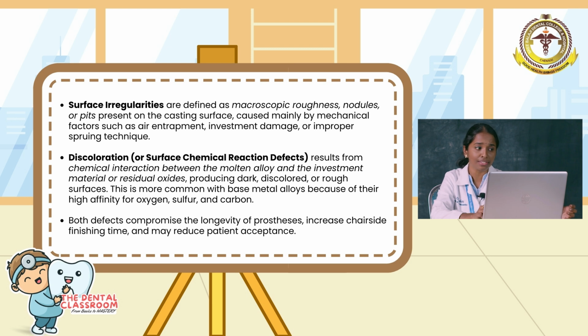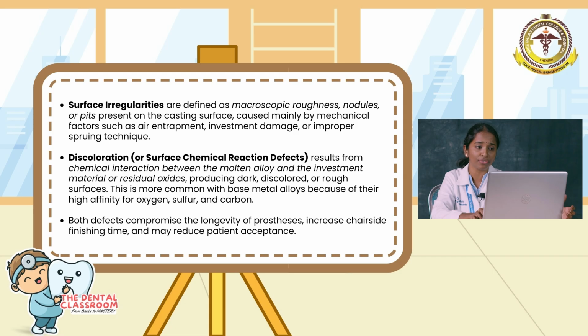These defects arise due to the interaction between the investment material, molten alloys and the surrounding environment during the casting procedures. Surface irregularities are defined as macroscopic roughness, nodules or pits present on the casting surfaces, caused mainly by mechanical factors such as air entrapment, investment damage or improper sprueing techniques.